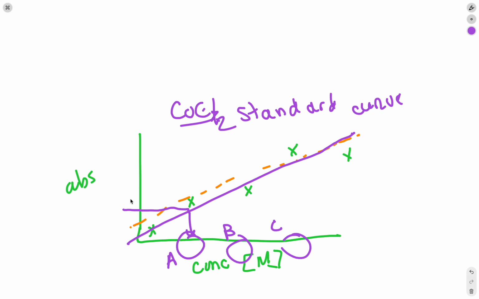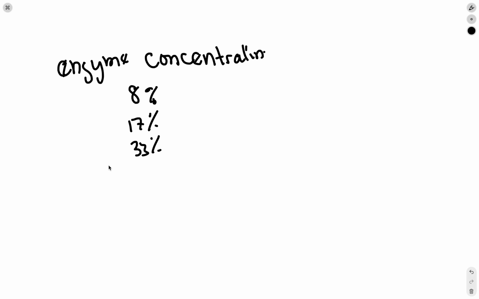So we run into the same kind of thing here in Lab 4, where we start out, we collect data, and we have to make a graph. Then we have to analyze that data, and then make a final graph. And so we have 3 different variables that we're trying to measure. So we're trying to measure the enzyme concentration. And we measured enzyme concentrations like this, rounded out to the nearest 8%, 17%, 33%. Okay. And so we collected data.